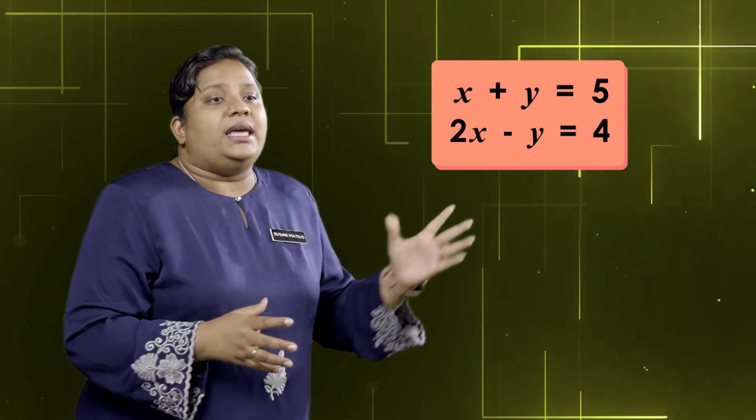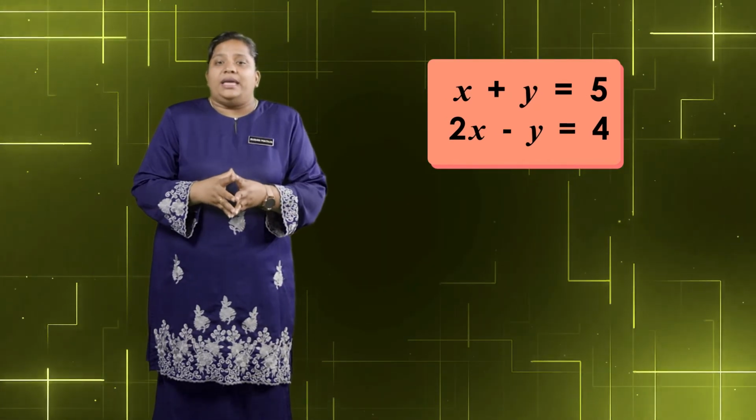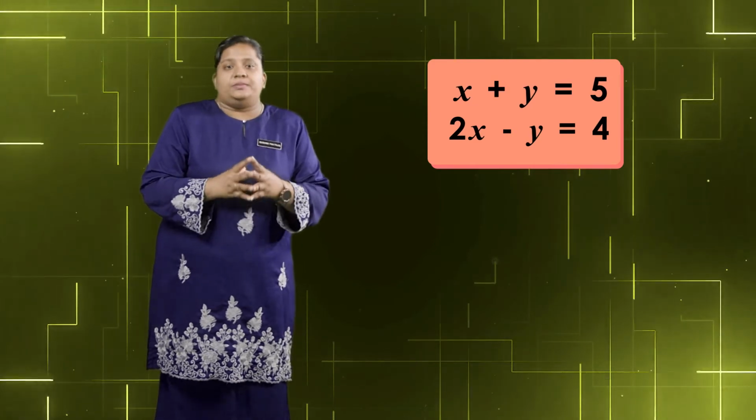Let's explore how to solve the given simultaneous equations, x plus y equals 5 and 2x minus y equals 4, using the three methods. Now, let's solve the simultaneous linear equations by using the graphical method.